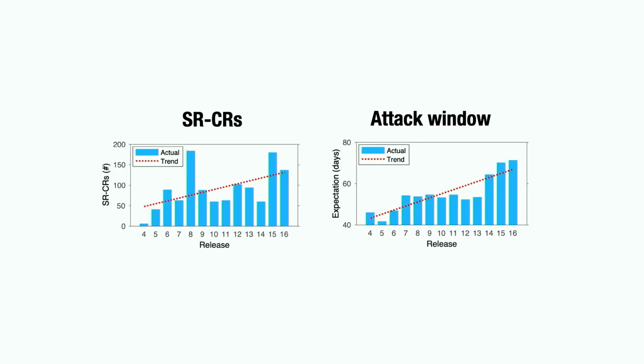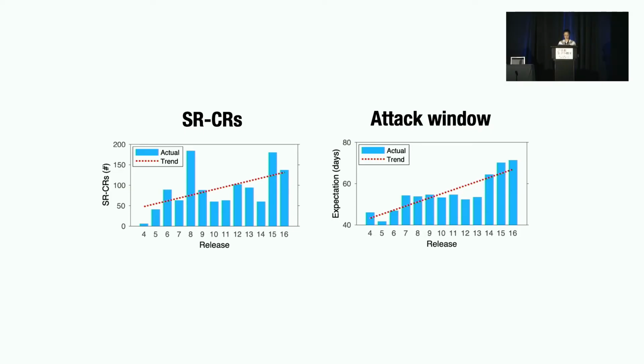In our research, we also study how the quality of security-related specifications changes over time, and how the attack window changes over time. The results make us frustrated. The number of security-related specifications increases from 2G to 5G, and the length of the attack window also gets longer from 2G to 5G. For the inconsistency problem, we have not seen any sign that it would get better in the near future.